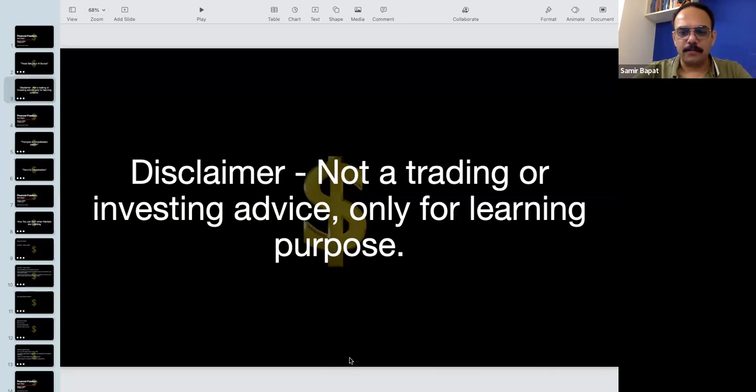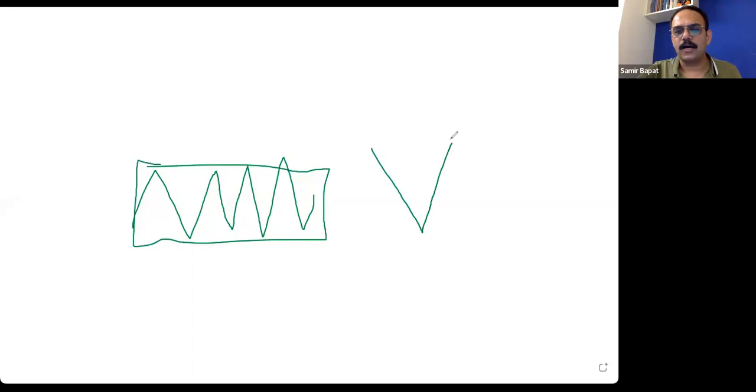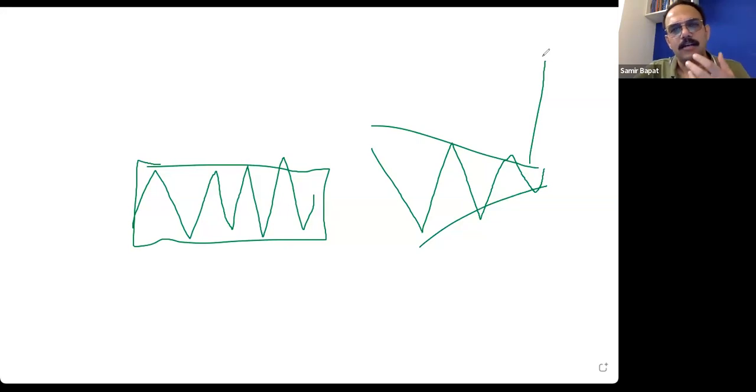So let's proceed. Like I had mentioned in the earlier webinar also, there are two types of movements in the stock market: one is consolidation and one is trend. Consolidation means the stock will move either in a trapped zone between support and resistance, so we trap it inside a rectangle and wait for it to break out, or it will move in a triangle. It gets compressed, we draw this triangle, and it will break out and go up as a trend.